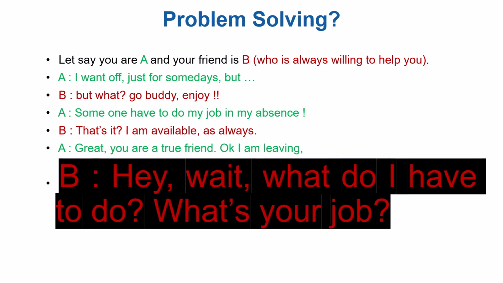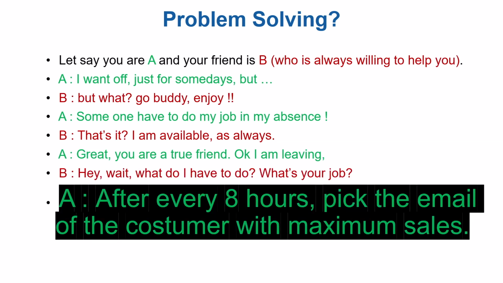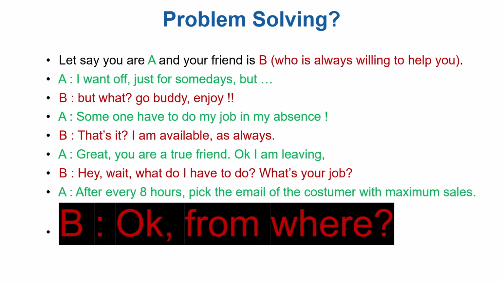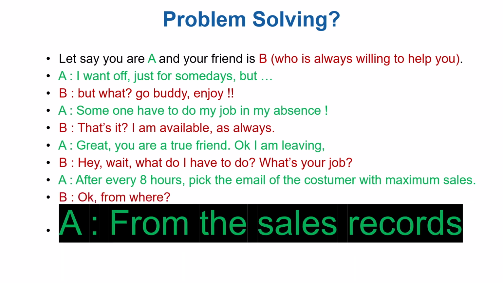What's your job? At the end of the day, I'm going to do your job. What do you do? And then A said, after every 8 hours, pick the email of the customer with maximum sales. So that's what you have to do. B said, okay, but from where? I mean, I have to pick that email of the customer from where? Where are the records? A said, oh, there are sales records. I mean, at the job place, there are sales records. And you have to pick the email of the customer with maximum sales.